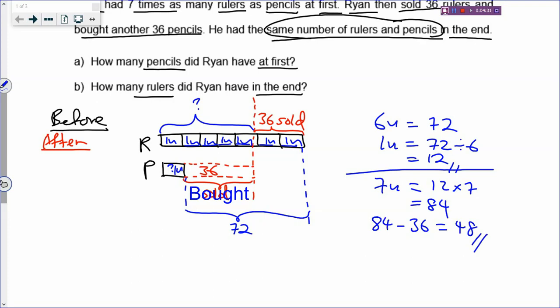So you can see the problem is not very hard to solve. It's actually quite simple if you know how to draw the dotted line to show the equal concept. So when do I use the dotted line?